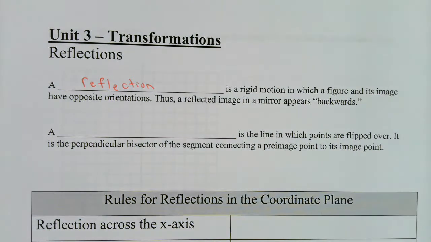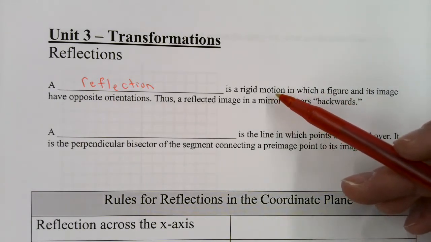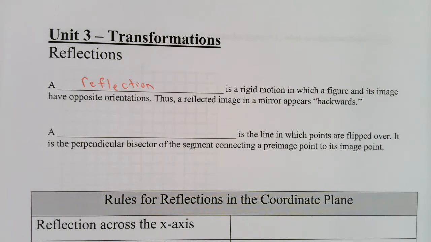A reflection is a rigid motion in which a figure and its image have opposite orientations. I'll explain that more when we get to the examples. Thus, a reflected image in a mirror appears backwards. And again, it's a rigid motion, which means the preimage and image are the same shape and the same size. In other words, the preimage and the image are congruent. Just like translations were rigid motions, reflections are also rigid motions.